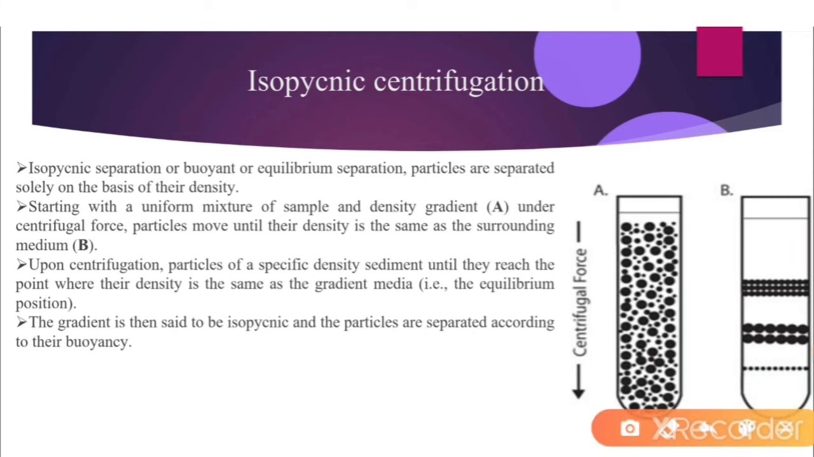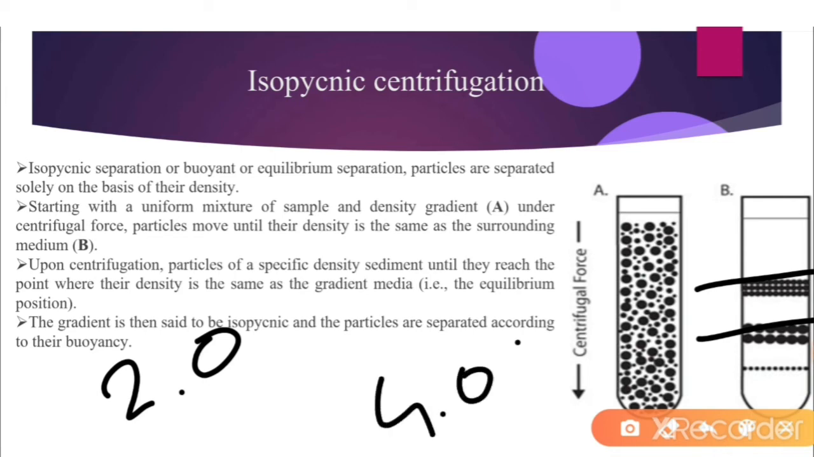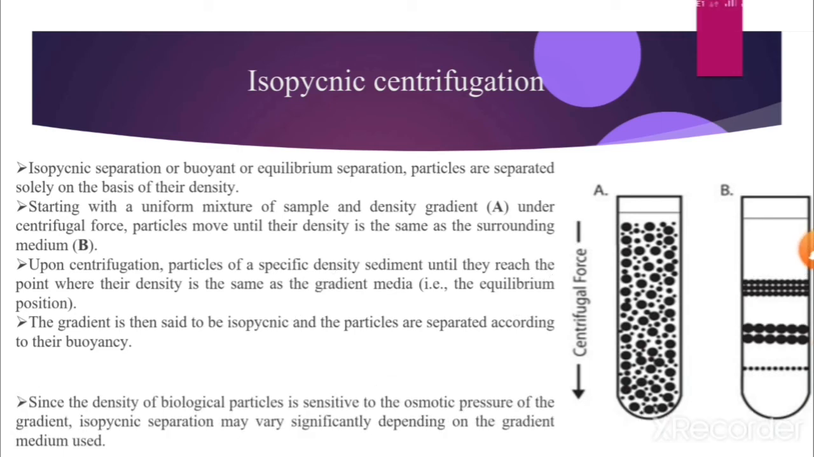Now in this technique, what is going to happen after centrifugation? The particles of the same density or specific density will come to one place and form one layer. For example, there are 4 particles, and two particles have density 2 and two particles have density 4. Then these 2 particles of density 2 will come to one layer and the density 4 particles will come to another layer. So we can separate the density 2 and density 4 particles.